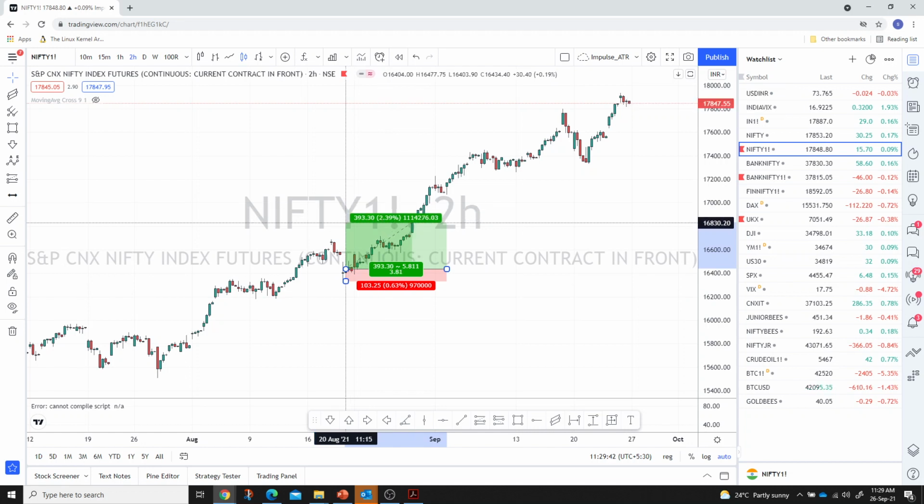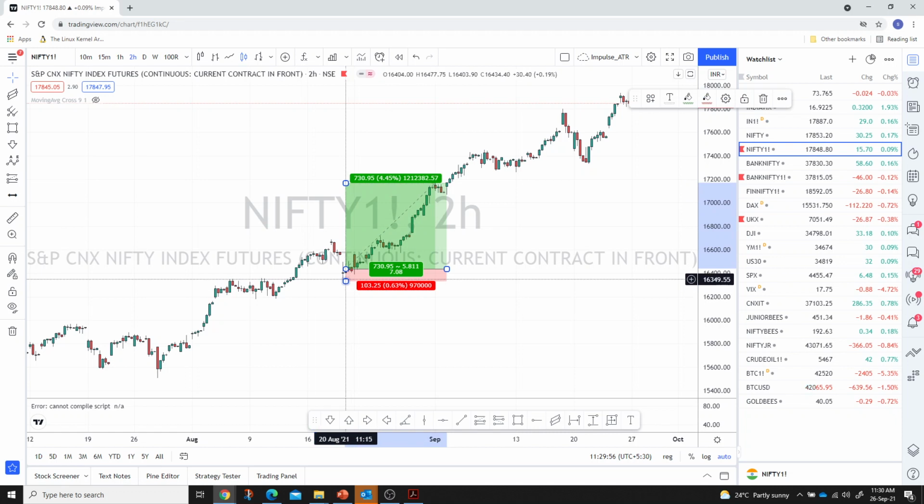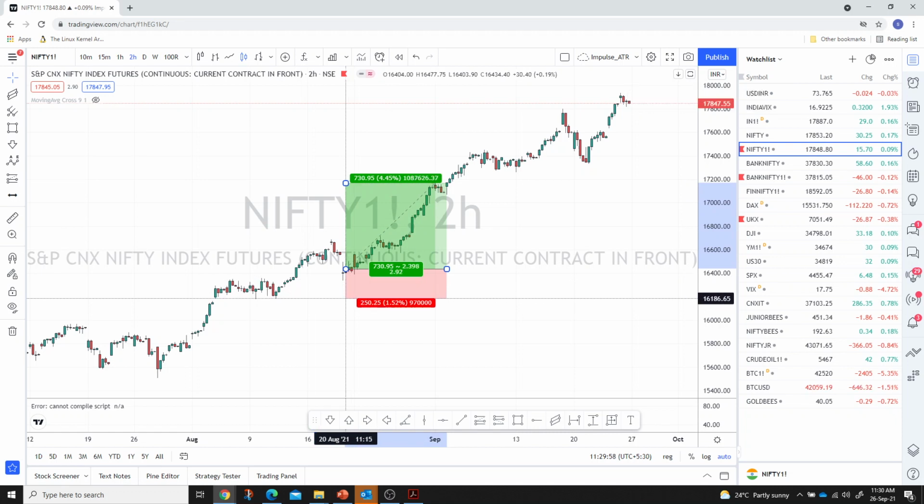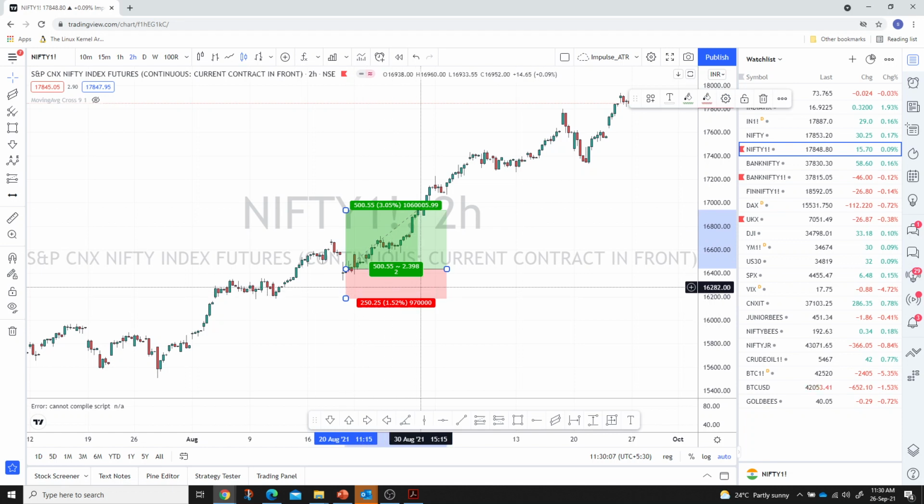So currently, if I'm targeting a 1 is to 2 risk reward ratio, then this is my price target. If I'm targeting a 1 is to 4 risk reward ratio, then this is my price target. If I want to move the stop loss to the support, then my risk reward changes. So this is my 1 is to 2 now. So you are risking 1 rupee to earn 2 rupees. We will cover this when we are making the trading strategy.